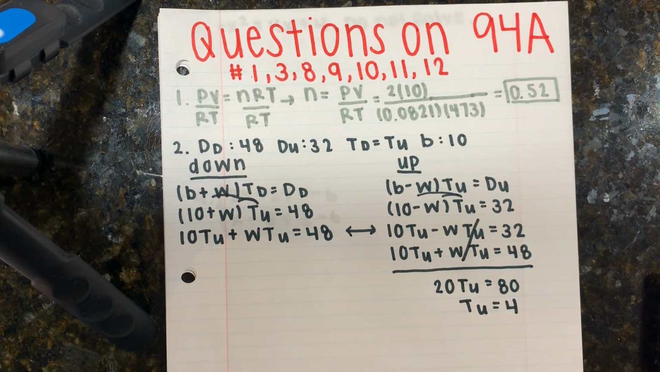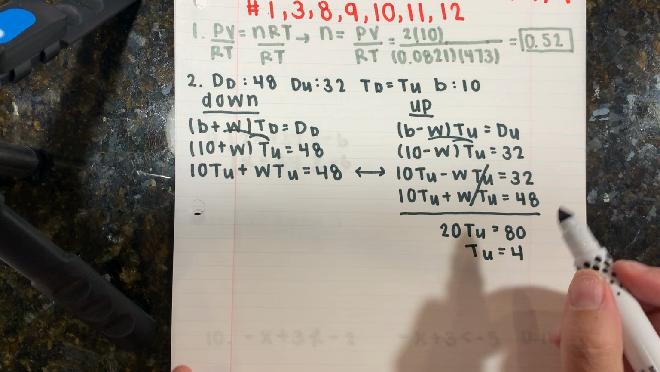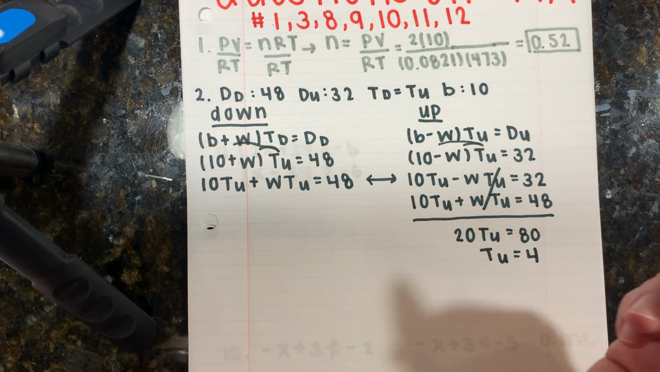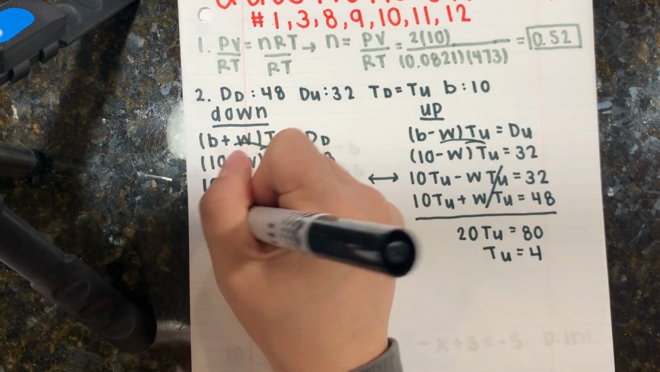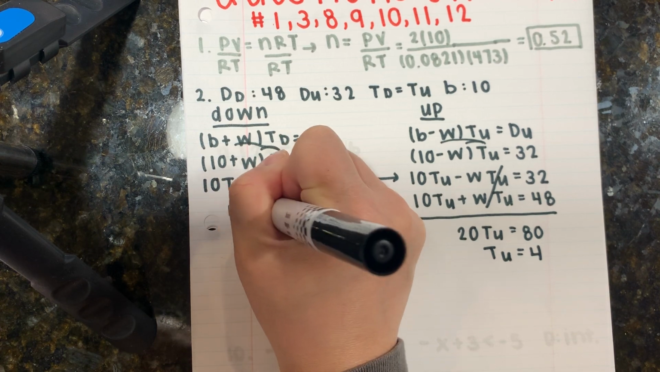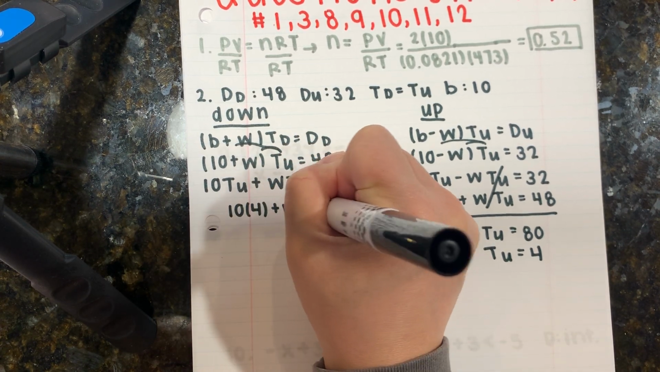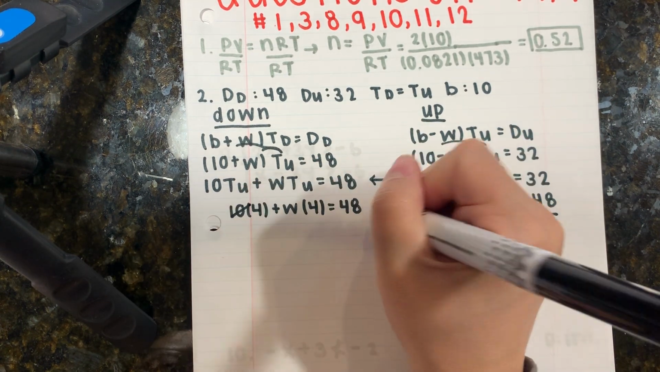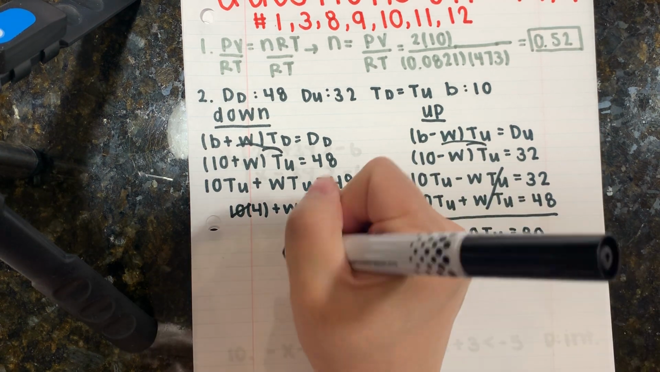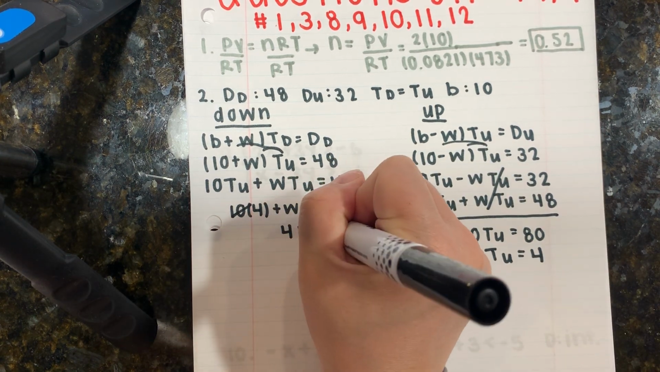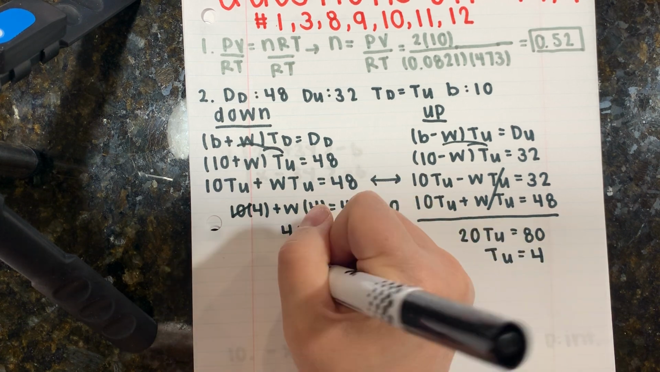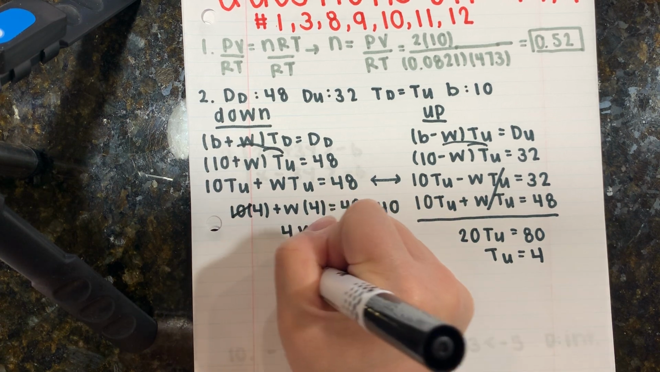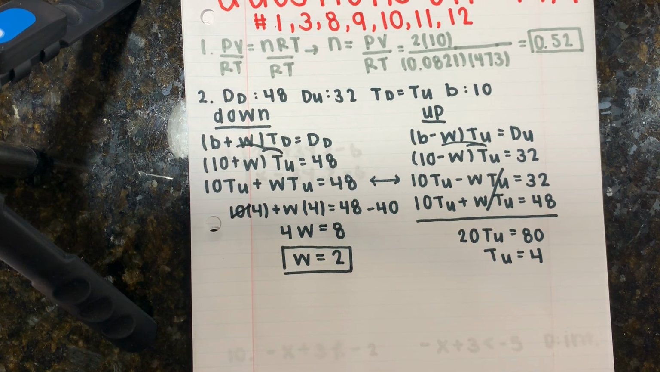But we actually want to solve for the speed of the current, so the W. So we're going to take that TU is equal to 4 and plug it into this equation here. So that would be 10 times 4 plus W times 4 equals 48. I know that 10 times 4 is 40, so I'm going to subtract 40 from both sides. So I have 4 times the speed of the current is equal to 8, and therefore the speed of the current, or W, is equal to 2. And that would be your answer.